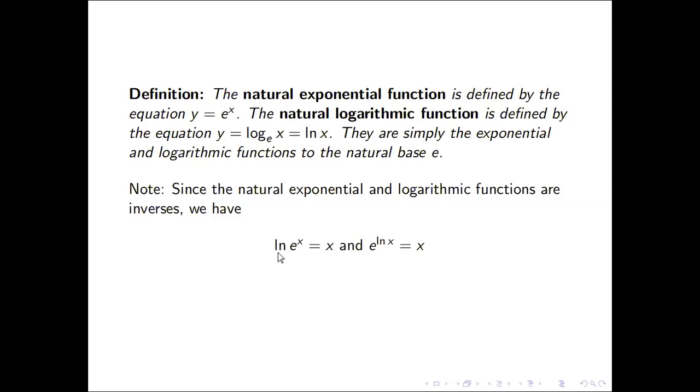So for one, we have ln e to the x equals x. This is exponential base e, logarithm base e. And then this one also, e to the ln x equals x. This is logarithm base e, exponential base e. So we get back to the input number. So ln e to the x is x, and e to the ln x equals x.